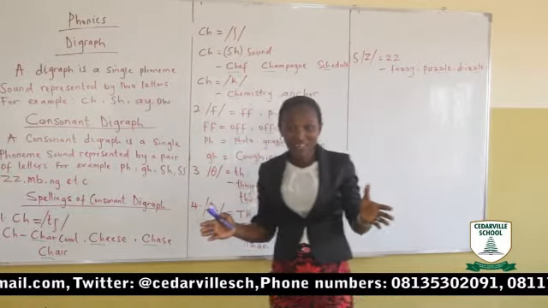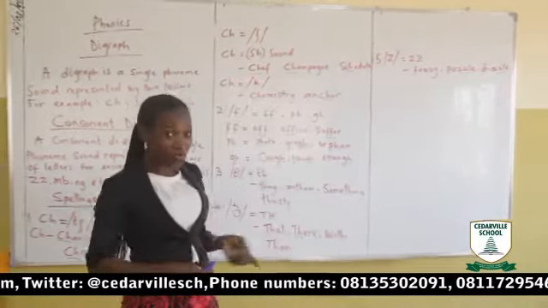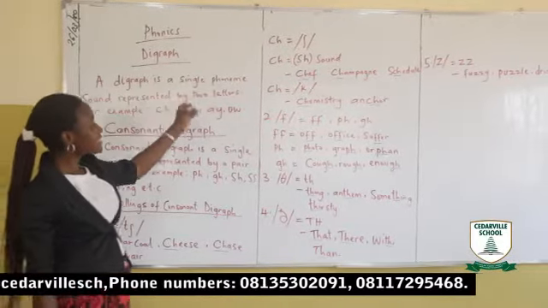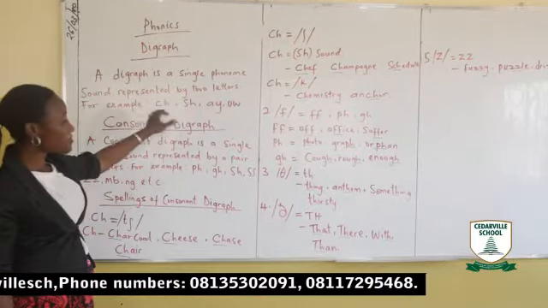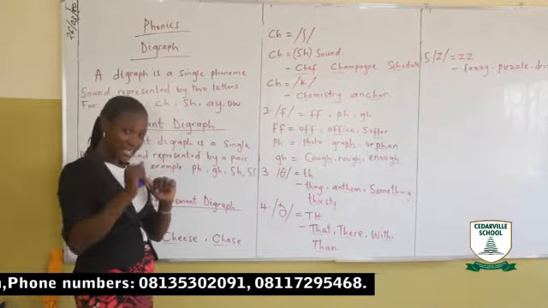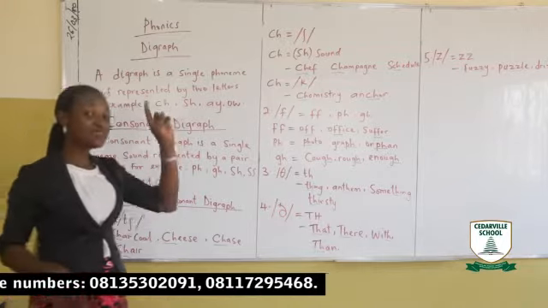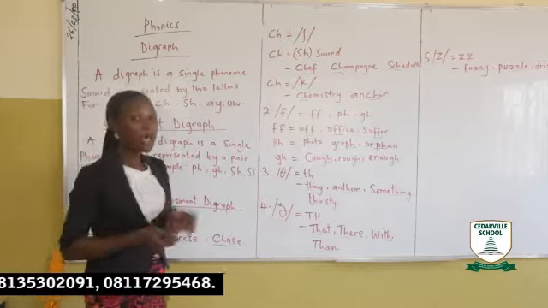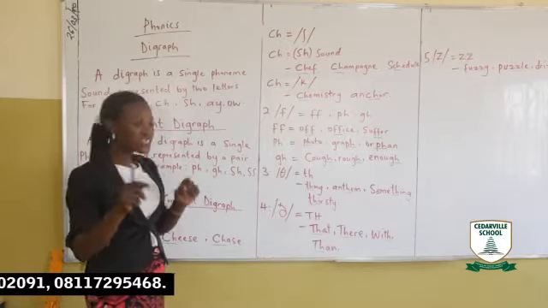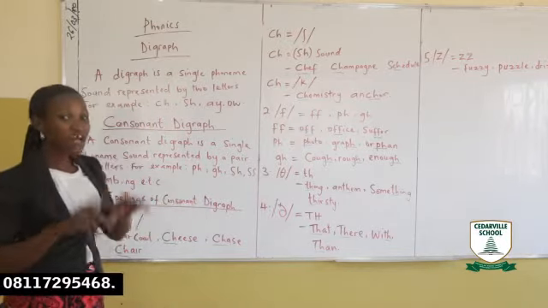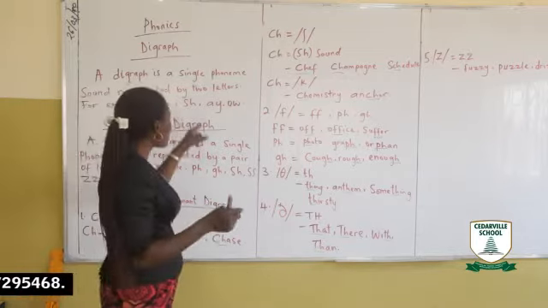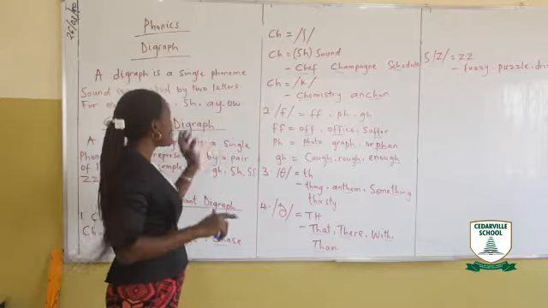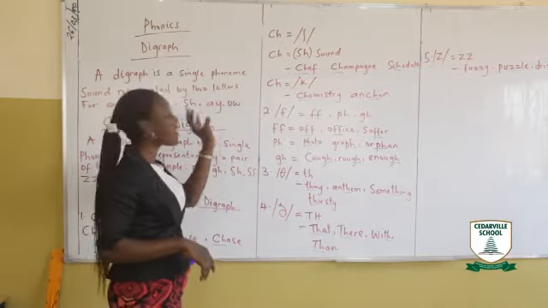Before we move on to the exercise, I would like us to go over it again and start again. A digraph is a single phonic sound represented by two letters. Two letters giving one sound. Example of that, we have the ch sound, but written as what? CH. And we have the sh sound written as what? SH. And we have the A sound written as what? AY.